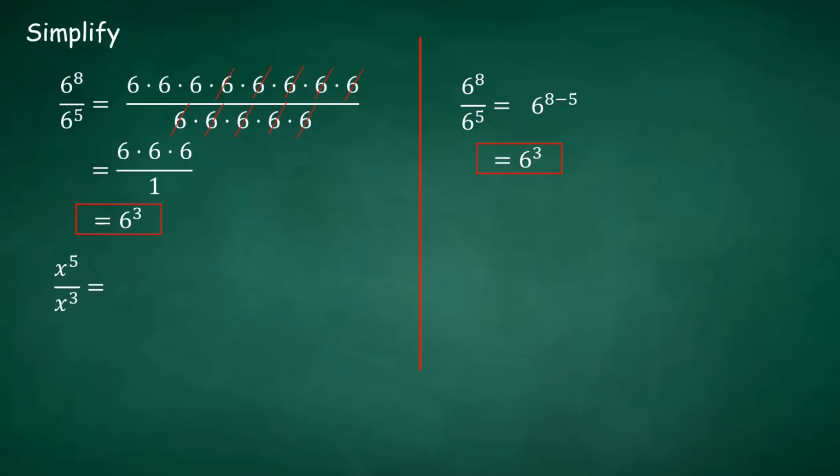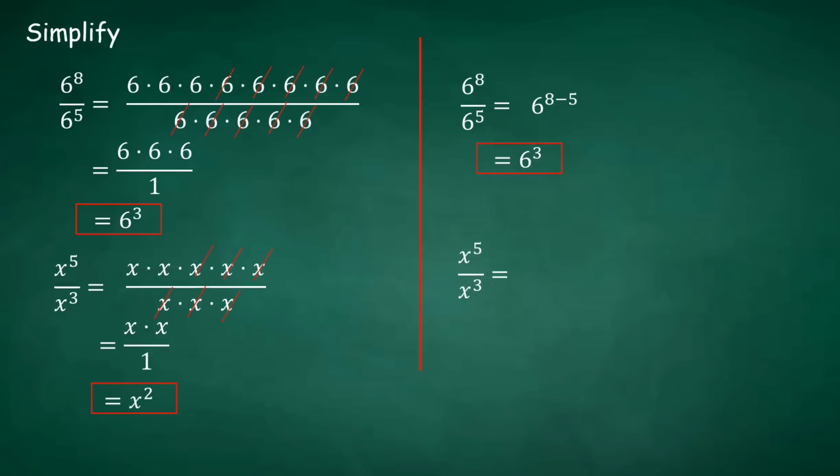In this expression, x raised to the power of 5 divided by x raised to the power of 3, just write 5 x's on top and 3 x's underneath, and then cancel the 3 x's on top and the bottom. The 2 x's remain on top, over 1. So our final answer is x squared.